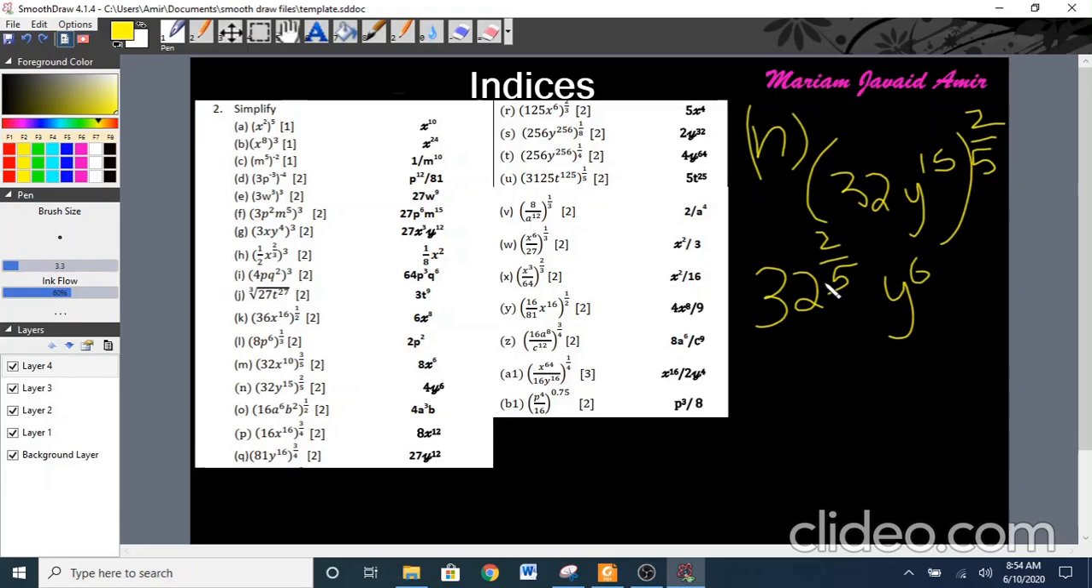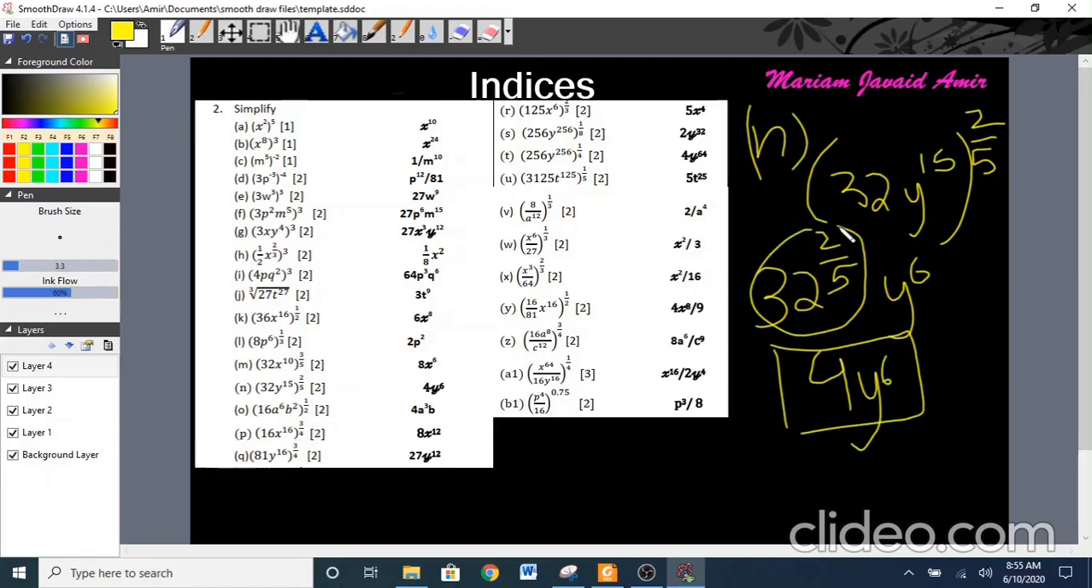So 2 times 2 times 2 times 2 times 2 equals 32. So 2 power 32, fifth root of 32 will become 2, and then 2 squared will become 4. So 4y^6 should be the answer, or just enter this in your calculator and it will give you 4.